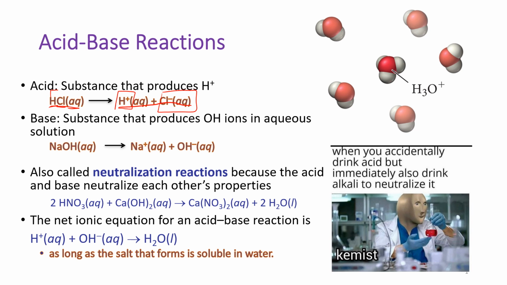When they are in an aqueous solution, they will ionize, and they will increase the amount of H plus ions in solution and whatever polyatomic ion or ion is after it. A base, essentially, is what we call the opposite. So bases have hydroxide ions in them, and they increase the amount of hydroxide ions in solution.